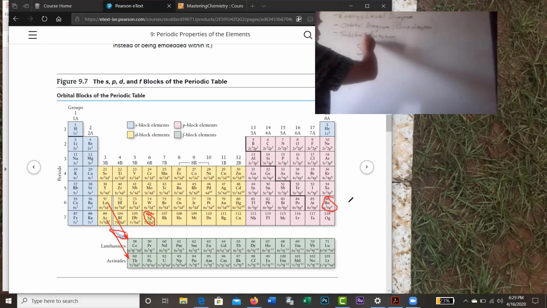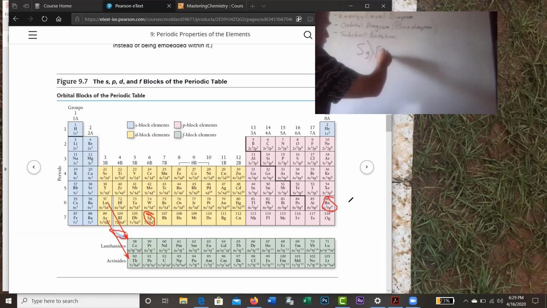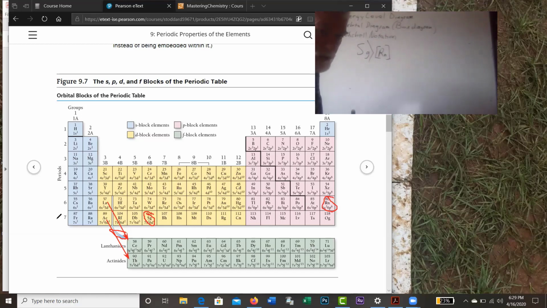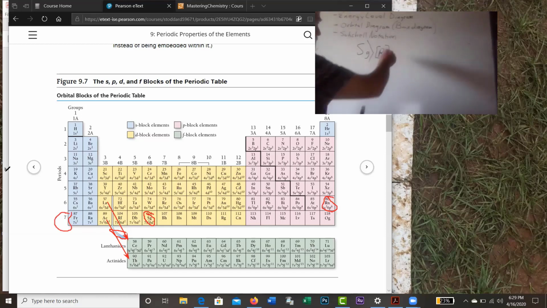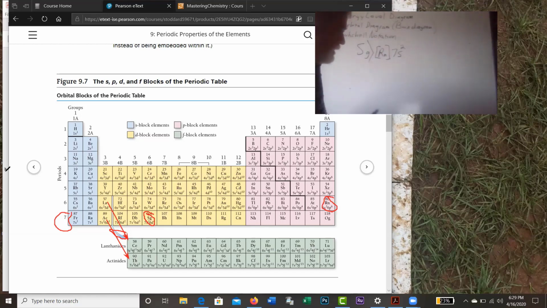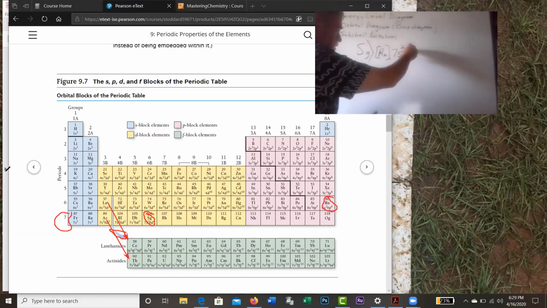So for Sg, when writing the electron configuration, we could start with radon, the previous noble gas, and then we would continue it right here at row 7. So we'd have 7s, and there'd be 2 electrons in that, and then we drop down 1 to the d's.